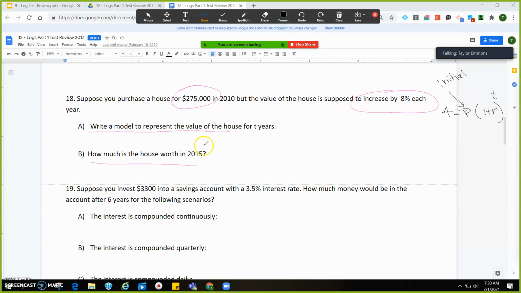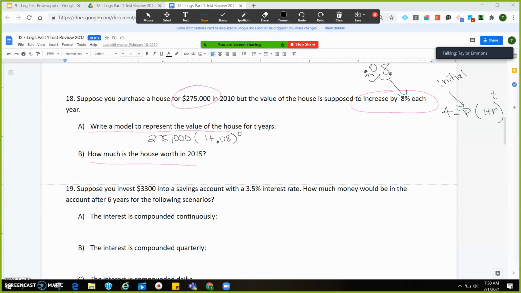So for the initial amount, it's $275,000. I got 1 plus, and my rate needs to be turned to a percent, or a decimal, I'm sorry. In order to turn it from a percent to a decimal, I'm going to move it over 2 places and put a 0 in front, right? So that's going to give me 0.08 raised to the t power.